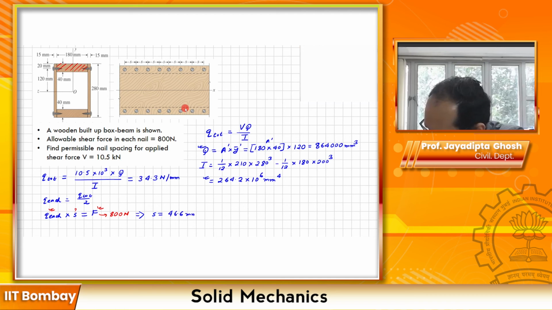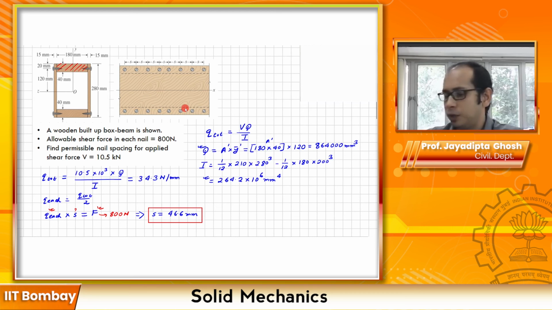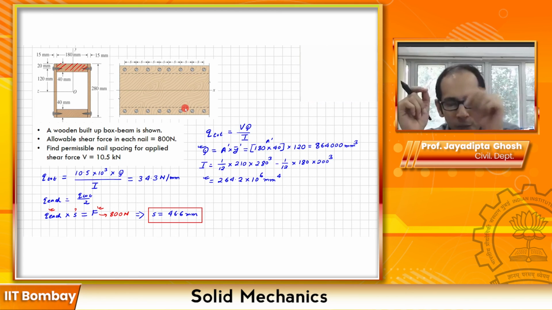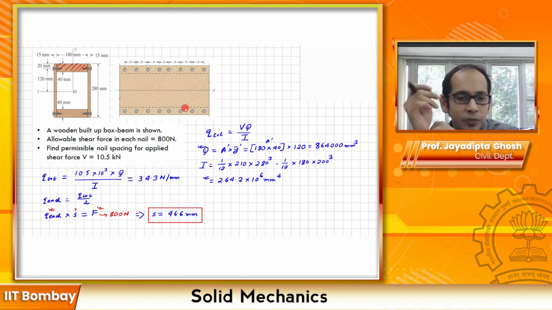46.6. So I hope this problem example was clear, in which we took the total shear, we calculated the total small q, that is q total. Now we have 2 rows of bolts, we divided that by 2, and from that we calculated the spacing.